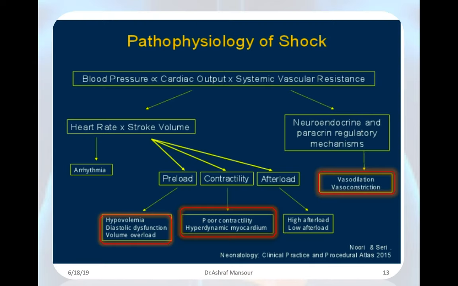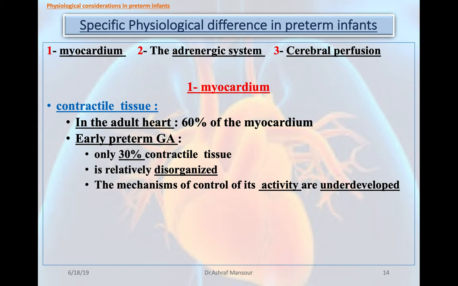So the pathophysiology of shock, if you want to summarize, either affects the heart rate and the stroke volume through the preload, like hypovolemia, diastolic dysfunction, and volume overload; the contractility, like poor contractility, hyperdynamic or hypodynamic myocardium; or the afterload, by high afterload and low afterload. Also, the neuroendocrine and paracrine regulatory mechanisms affect the vasodilatation and vasoconstriction of the blood vessels. So this is the pathophysiology of shock. Don't forget that arrhythmia can affect the heart rate, and all of this will affect the cardiac output and the systemic vascular pressure, which will affect the blood pressure, which is still our main way of monitoring a baby in shock.